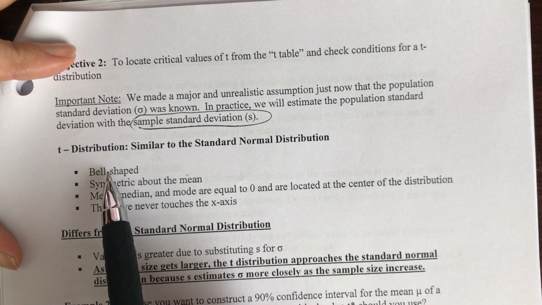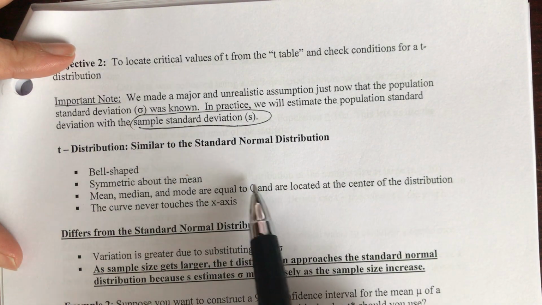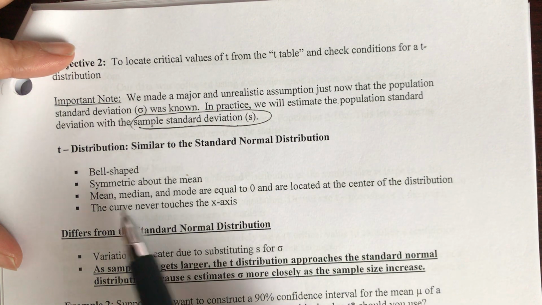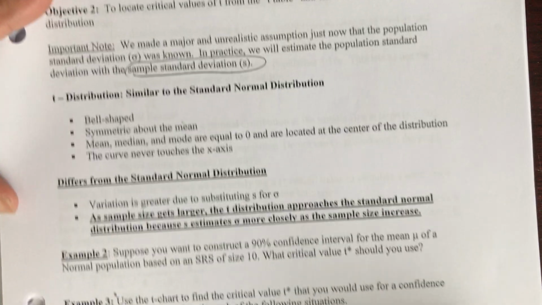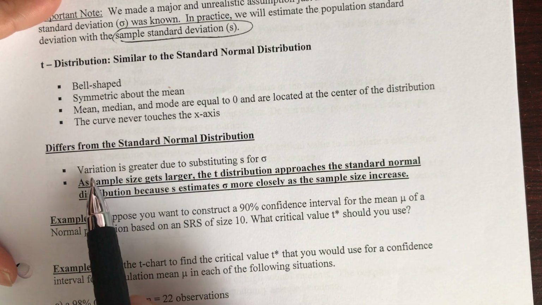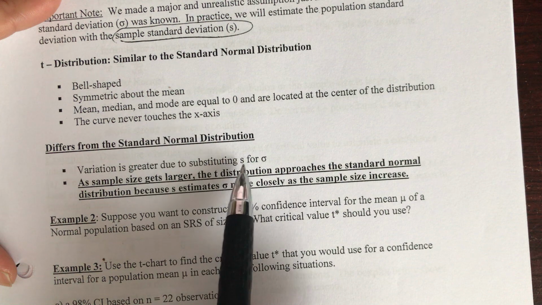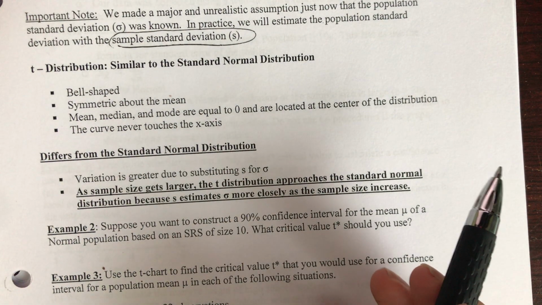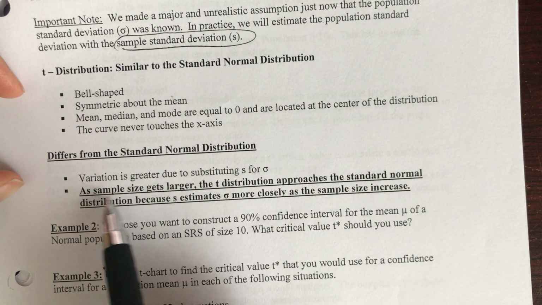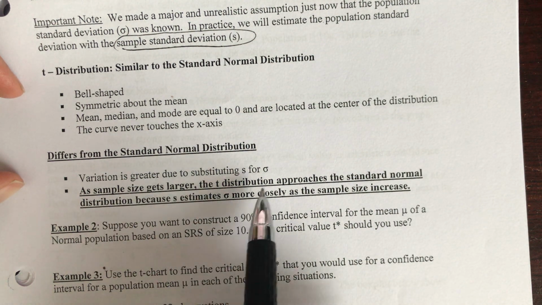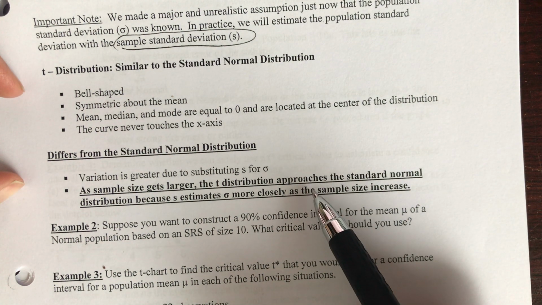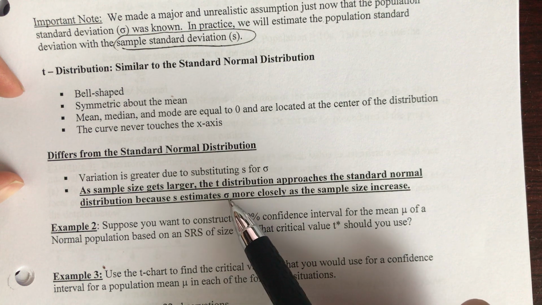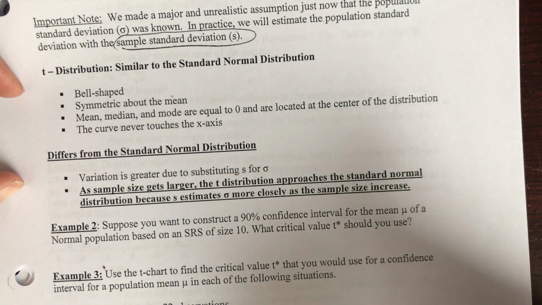The t distribution is still going to be bell-shaped. It's still going to be symmetric around the mean. It still has your mean, median, and mode all equal to 0, located at the center. It still is never going to touch the x-axis. What's going to be different is that your variation is greater due to substituting s for sigma. If we have a sample standard deviation, we're going to have greater variation. As your sample size gets larger, the t distribution changes and approaches the normal distribution, because s estimates sigma more closely as your sample size increases.